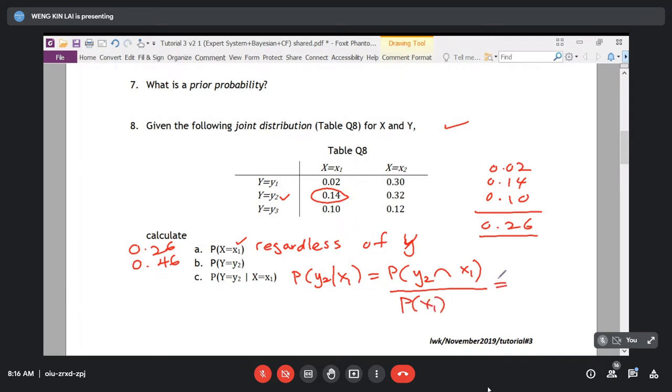Now, what is this? You can get this now from the table here, the joint distribution, which is 0.14. The other one is what we calculated in the first part, right? This one here. So this is 0.26. Now, can someone help me punch in the number? What do I get over here?